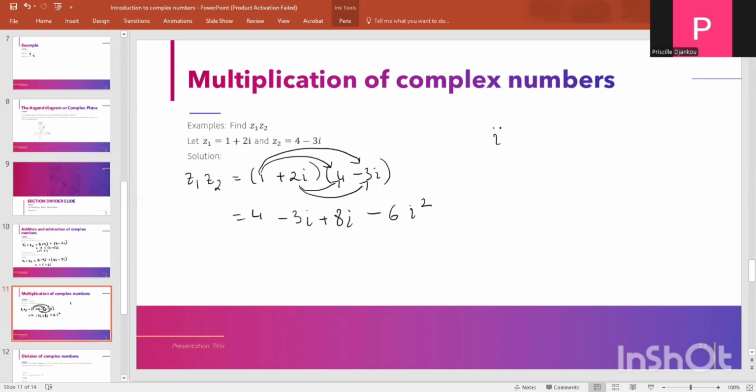Remember, i squared is equal to minus 1, because i is equal to the square root of minus 1. Therefore, i squared is equal to minus 1. So if you replace i squared by minus 1, we obtain 4 minus 3i plus 8i, which gives 5i, and minus 6 times minus 1 gives plus 6. This gives us 4 plus 5i plus 6. You collect the real parts together. 4 plus 6 gives us 10 plus 5i. And that's it for the multiplication.